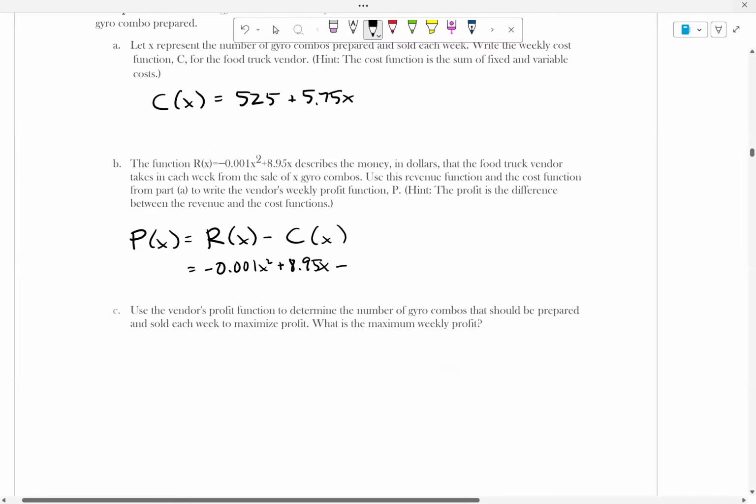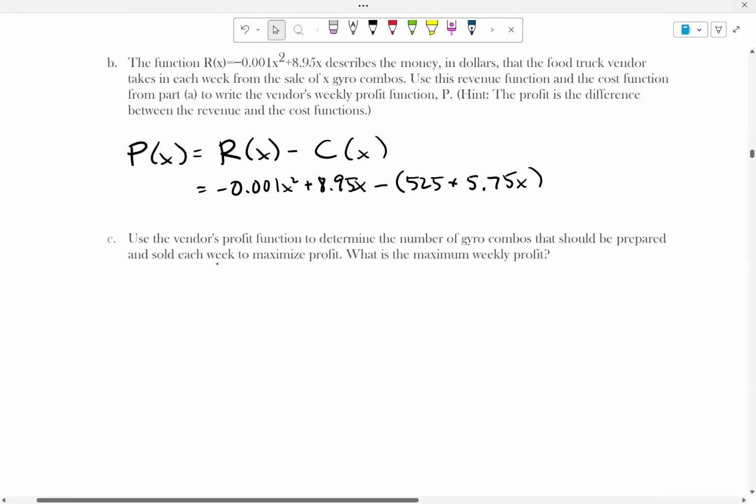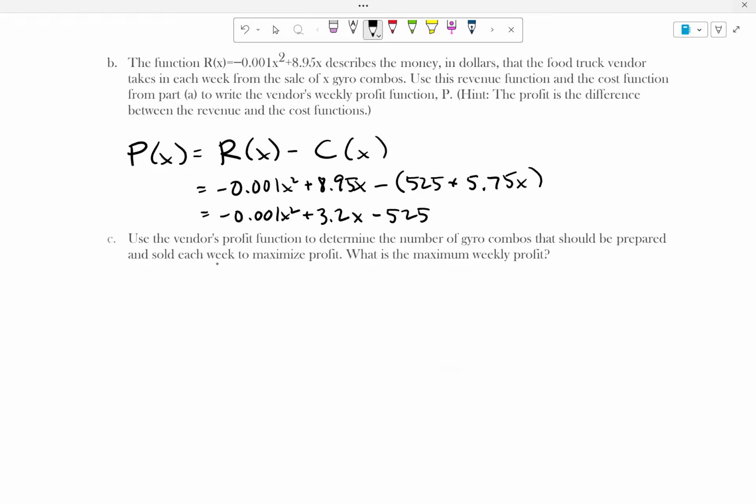Now you know what I'm going to write next, don't you? Either write it or think it, but I'm going to write it here. Parentheses. The cost function is 525 plus 5.75x. Excuse the background noise if you can hear it. I'm putting this together: negative 0.001x squared. What is this? 8.95 minus 5.75 is 3.2, so 3.2x minus 525. Okay, that's our profit.